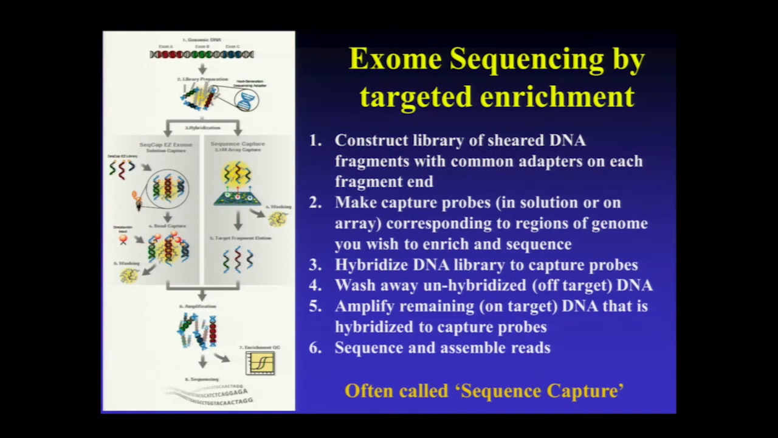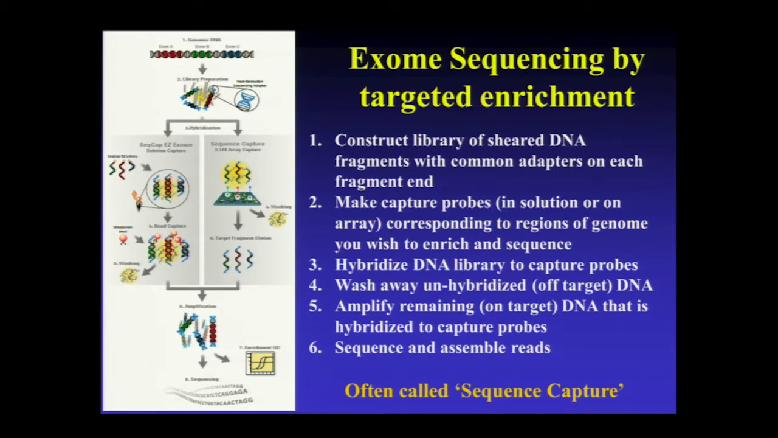And if it's done well, you can get 500 to 1,000-fold enrichment for the bits of DNA you're interested in. The bottom line there is you need to spend a lot less money to sequence the 1% of the genome you're interested in than sequencing the entire genome, of which 99% is non-coding, and you have a really hard job interpreting any variants you might see there. So it's often called sequence capture, or like I say, just exome sequencing as well, because people usually use it for sequencing exons only.